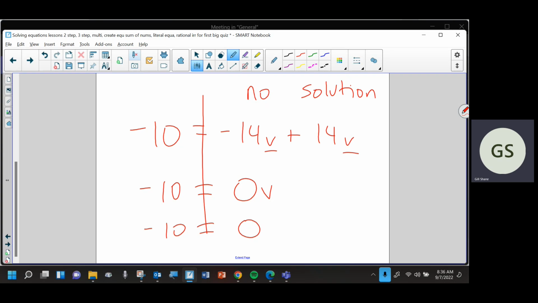This side is always going to be 0, and this side is -10. So that's never going to equal each other. If you're not completely following that, just try to remember, if the variables are gone, and you get a number over here and a different number over here, there's no solution. Now there's another situation that's like this.